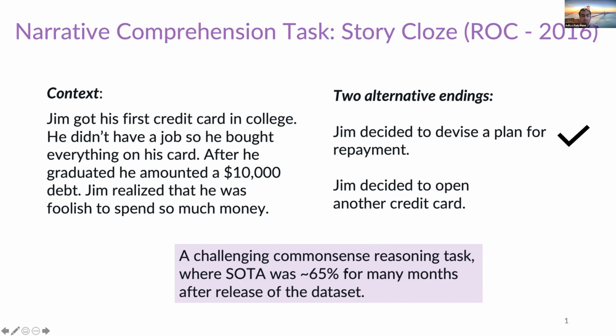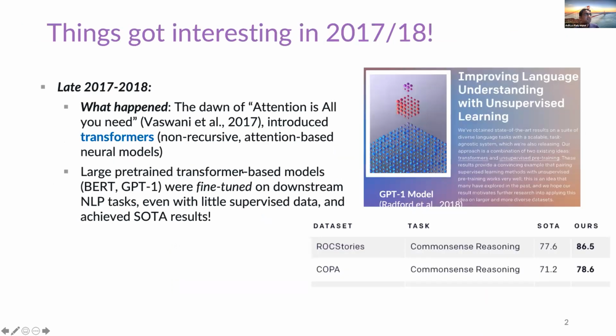This was back in 2016, and a lot has happened since then. Those of you who have been involved in the NLP community know this. Things got very interesting in late 2017 and early 2018. One of the big things was a paper from Google Research, Attention Is All You Need, which introduced a new kind of neural model called transformers. These are neural models for tackling sequences.